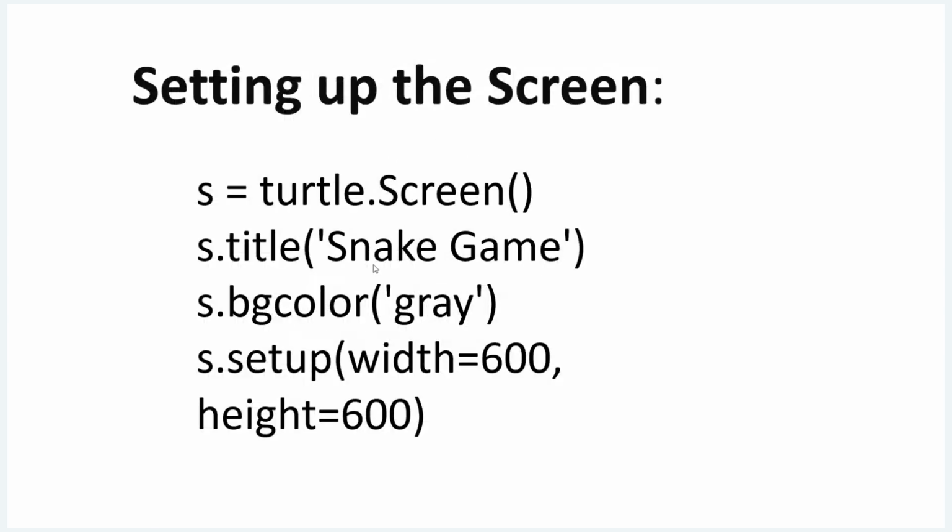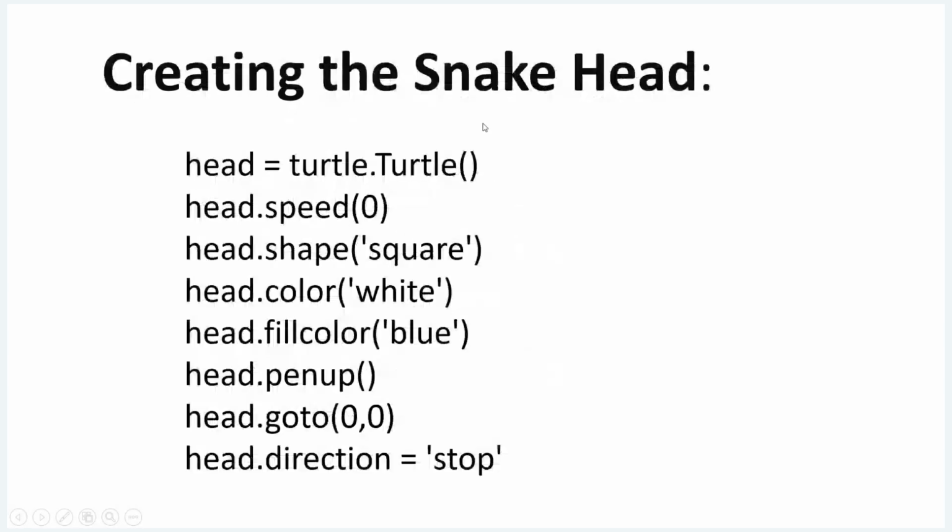Now after this, we need to set up the screen. For the screen, I'm writing some statements. This is for turtle dot screen, and everything is inbuilt in it. We write the name of the screen, snake game. Then background color will be gray. Setup width and height of the screen. So this is totally setting up the screen.